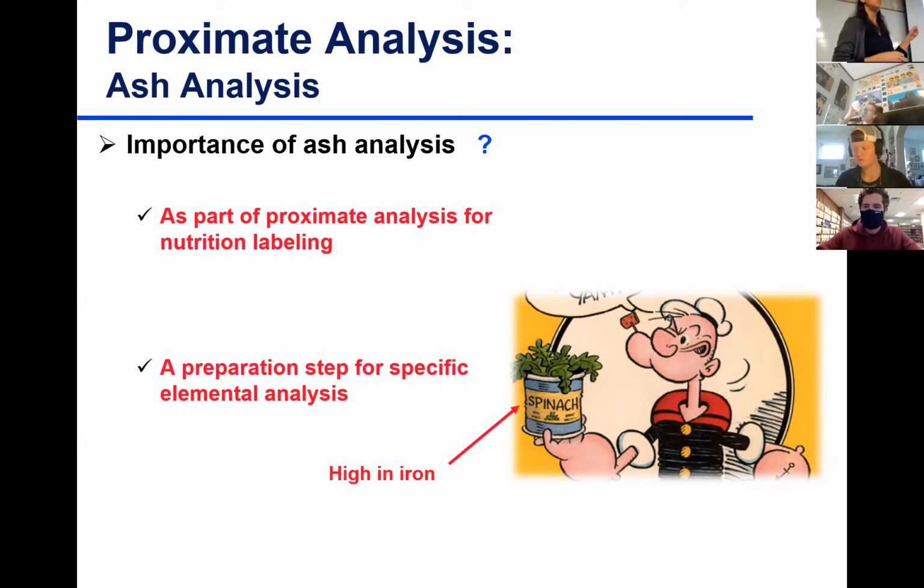You know the cartoon Popeye? Popeye the Sailor Man? He eats the spinach and he becomes very strong because of the high iron in spinach.